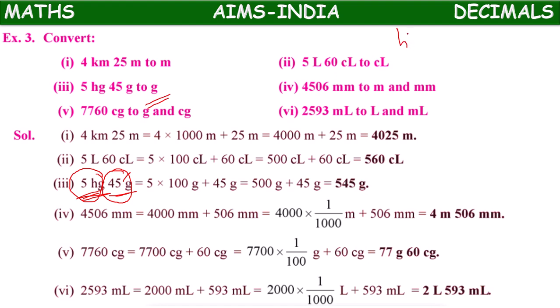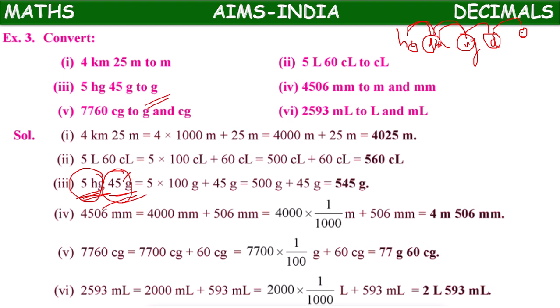So hecta, after that deca, deca after that unit, unit after deci, deci after centi. But they are asking only up to unit, grams only. Hectagram, decagram, in the units place gram will be there. Hectagram to decagram, one step.